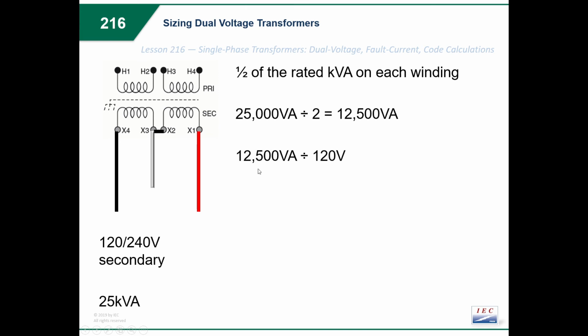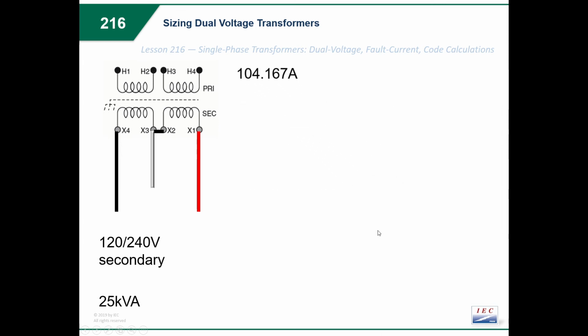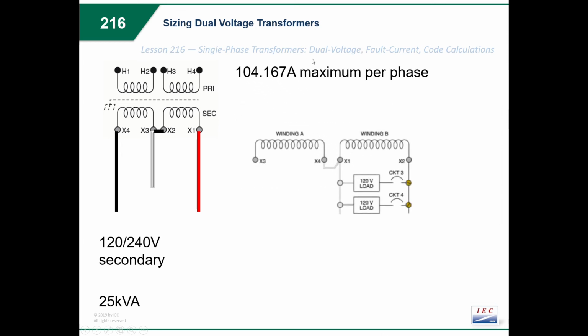So by Ohm's law, we can divide volt amps by volts to give us 104.167 amps on either coil. So each coil can carry 104.167 amps. Okay, so that's going to be our max, our cutoff. We need to be aware of that. So let's file that number away for later. So we have 104.167 amps max per phase.